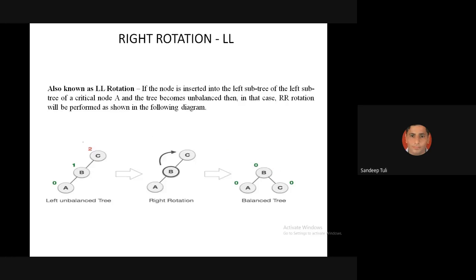Now we come to right rotation. It is an LL rotation, because the node is inserted into the left subtree of the left subtree of a critical node. Now I think it is clear to all, and the first diagram is showing that thing. Yes or no? In the left part subtree of the tree, which node is the critical node?